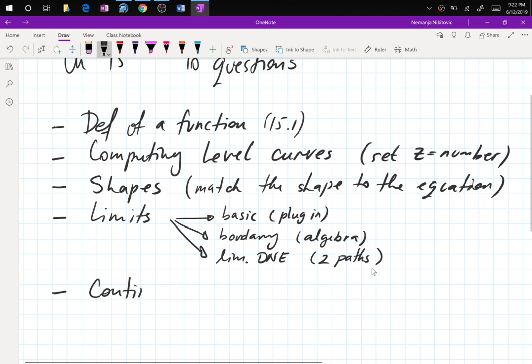Continuity. We have the 3 rules. That's at the point. And then all of the, maybe I should have used the arrows to be consistent. So 3 rules, which is for at the point, and then global, that's the theorem.